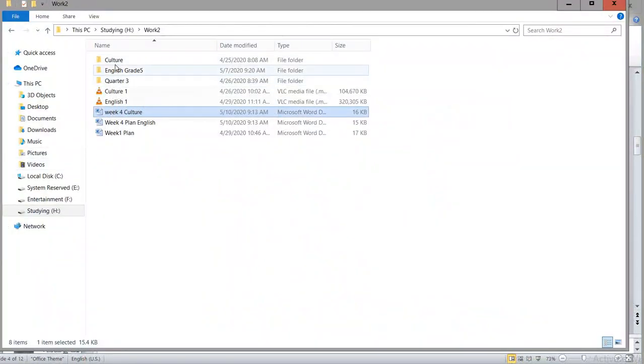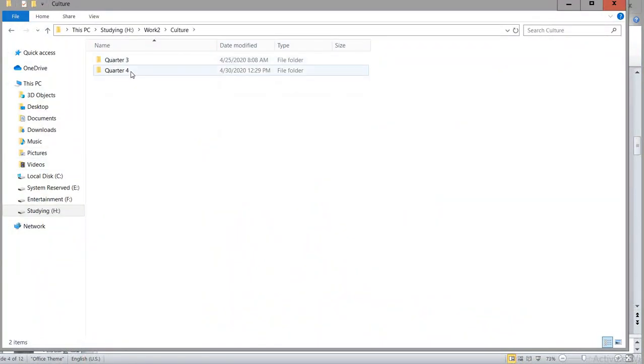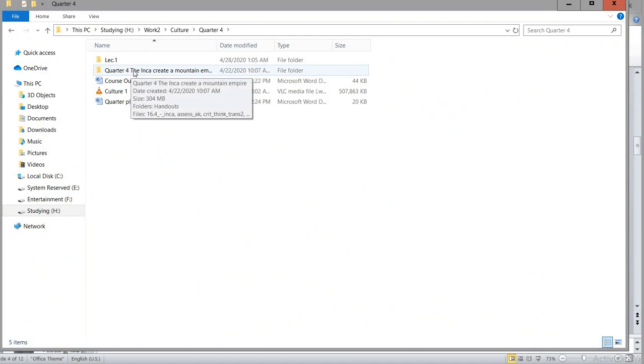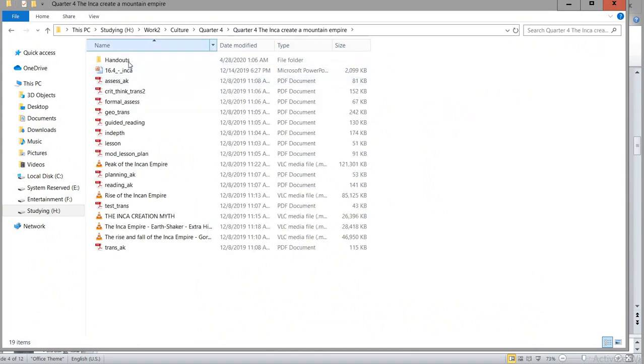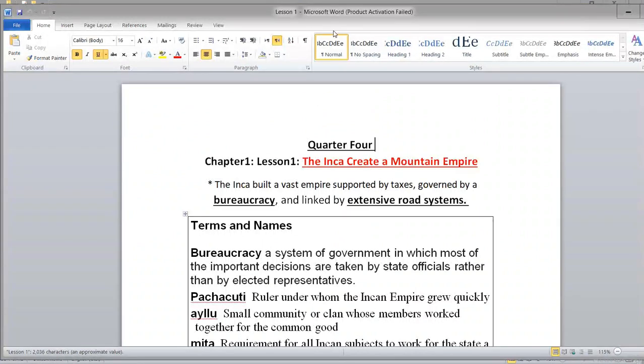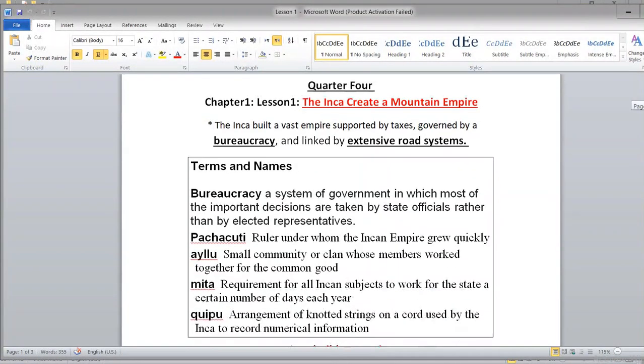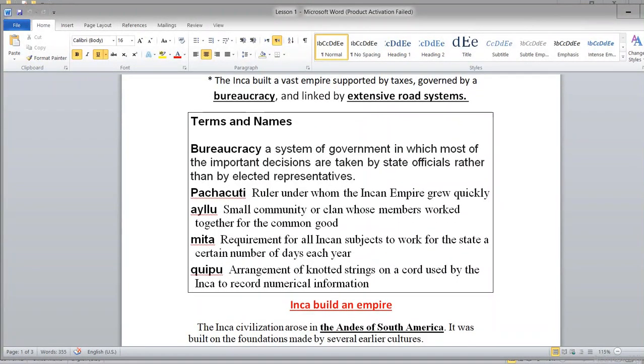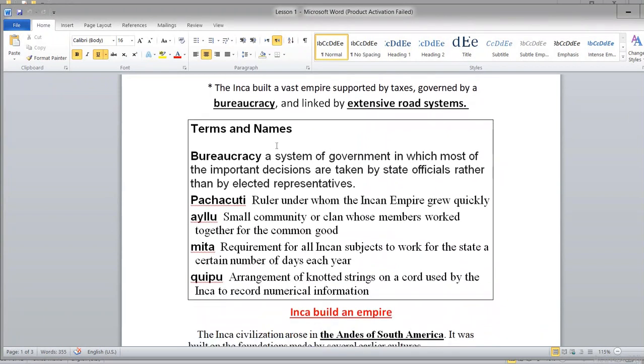Now I'm going to talk with you in detail about the information that we already took a look at in the handout sheet. I'm going to help you out with it. Here we have the terms and names that we are supposed to memorize.